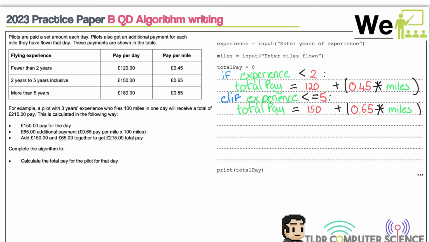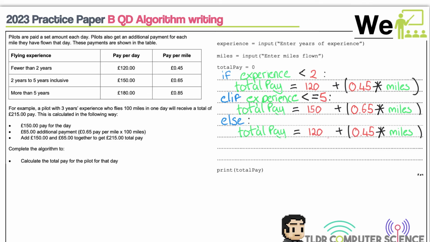You have a choice. You could say elif experience is greater than 5, but remember, the else statement for this will catch whatever's left. And the only option is, if it was less than 2, it will be this. If it's between 2 and 5, it will be this. So if we just say else, it will catch whatever is left in terms of numbers. And in that case, it will be total pay. Well, have a think what it will look like.